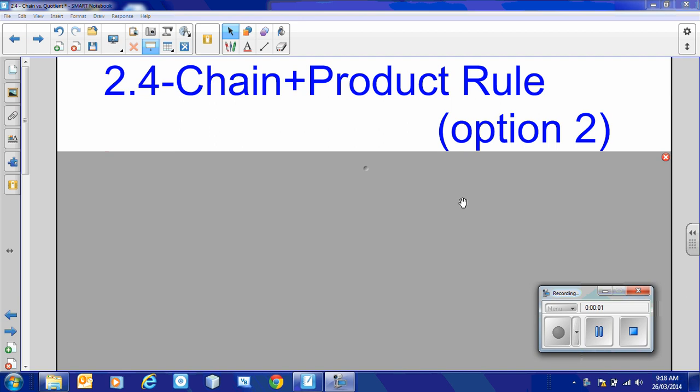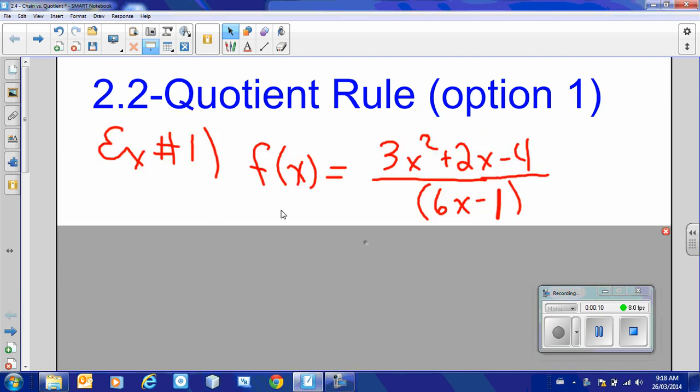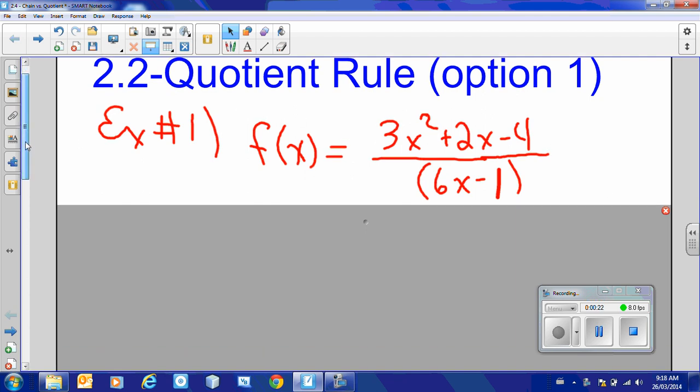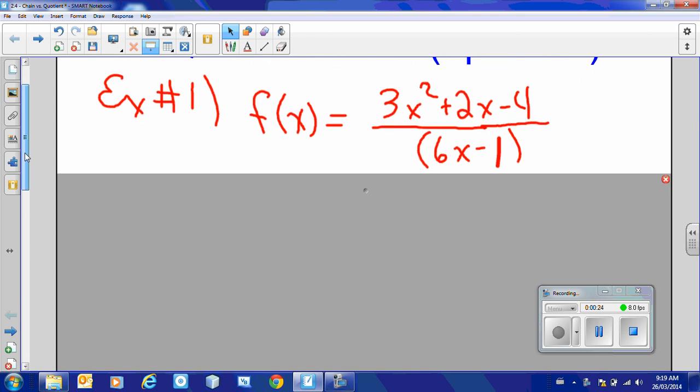Okay, welcome back. Just a quick follow-up here to the chain rule. I've got chain plus product rule together as option 2. If you remember, when we saw the quotient rule, I said our first option will be to use the quotient rule for questions that have a division, but that in the Ontario curriculum, the quotient rule is optional. So we'll take a look at the second option now.